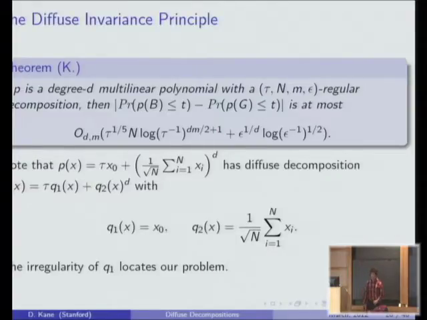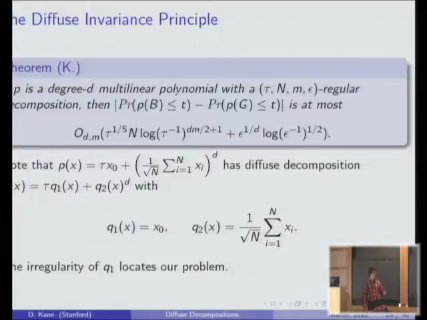One way to see that this is actually looking at the right thing is to look at this bad case that we had for the original invariance principle. We've got P of x is tau times x naught plus this other linear term, to the d. This thing has a beautiful diffuse decomposition.